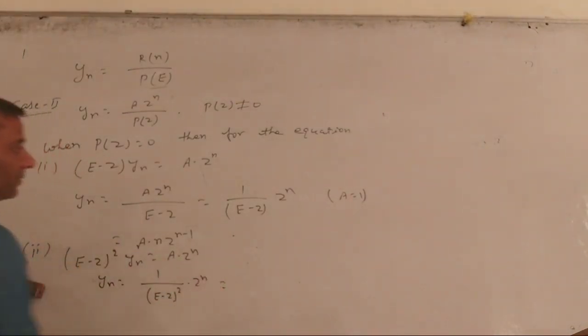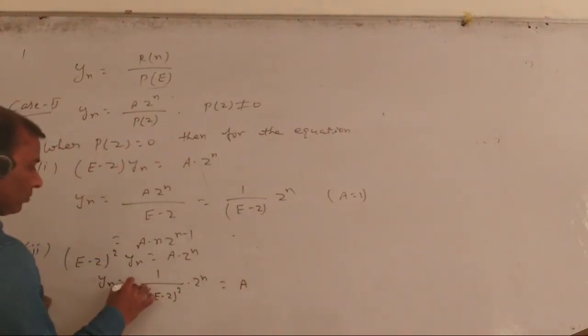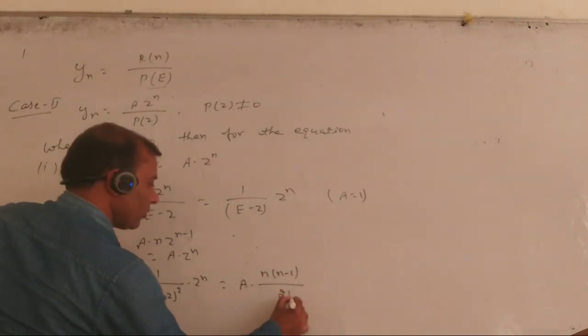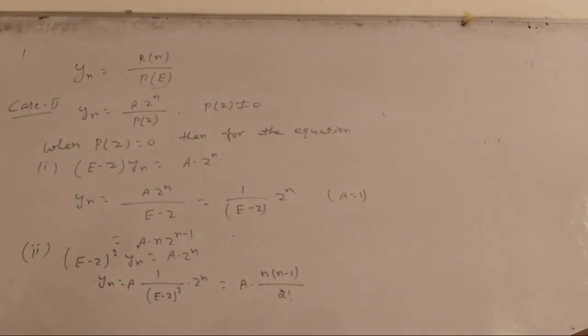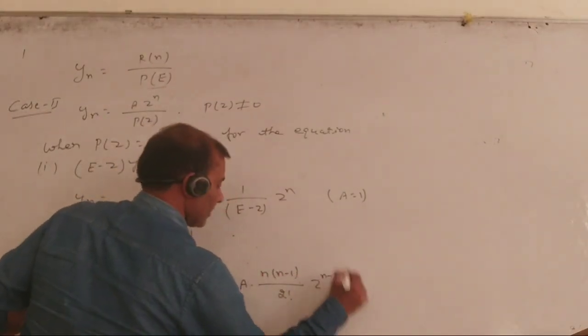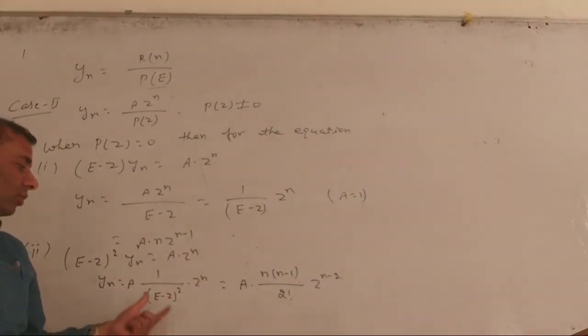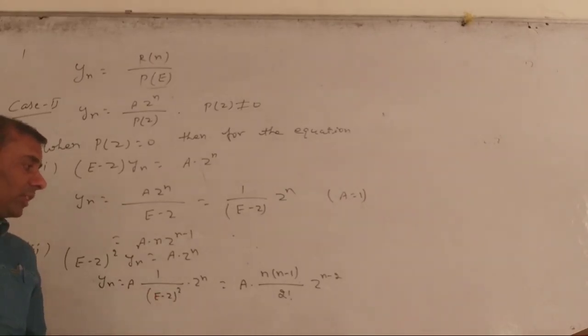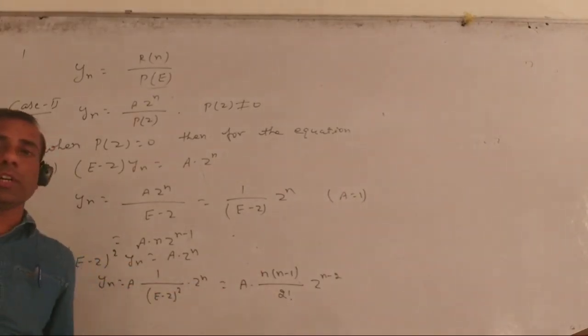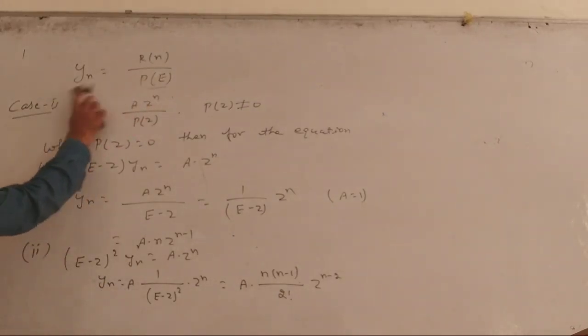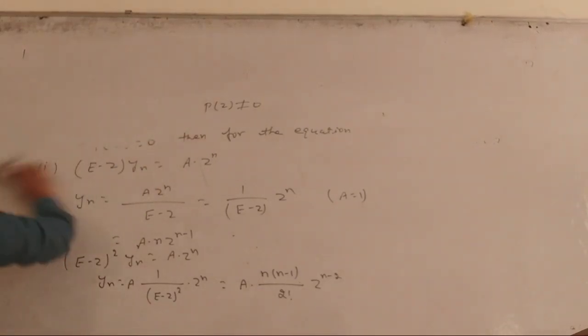So in that case it converts into a into (n minus 1) upon factorial 2 into z^(n minus 2). We have taken this 2 from here. So when (E minus z) contains the power 2, then it becomes n into (n minus 1) by factorial 2 into z^(n minus 2). The same way we will proceed. Just we will take one single example and we will conclude our lecture.